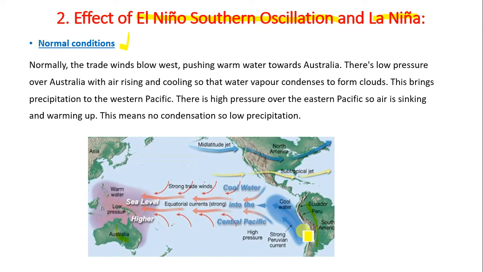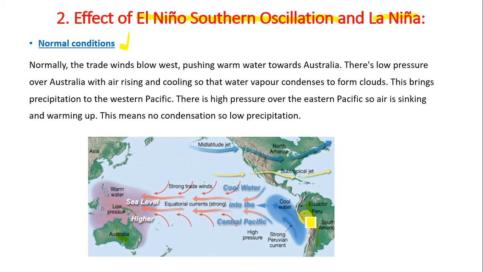Then during this normal period, the west coast of South America tends to experience very dry weather, and as a result, there is a high possibility of drought along the western coast of South America. Let me just read through quickly. There is low pressure over Australia with air rising and cooling, so the water vapor condenses to form cloud. This brings precipitation to the western Pacific, and there is high pressure over the eastern Pacific, so air is sinking and warming up. This means no condensation or precipitation occurs there.